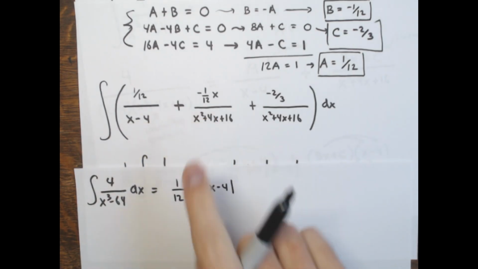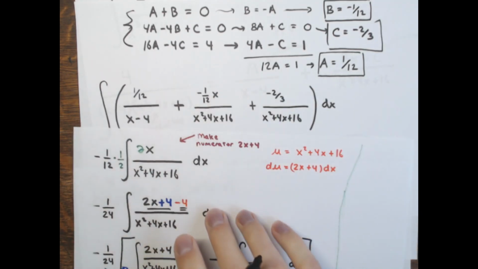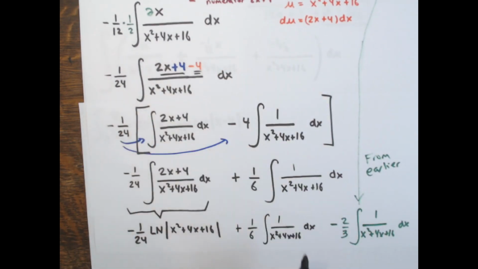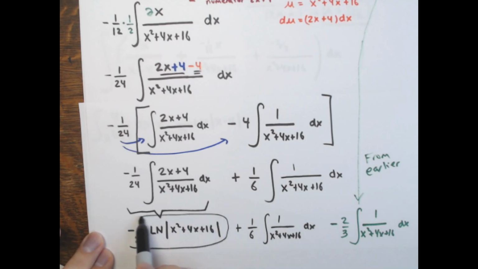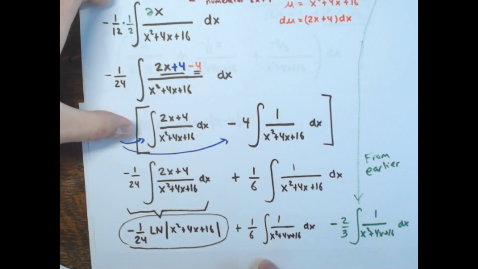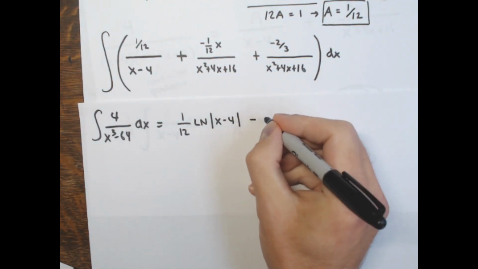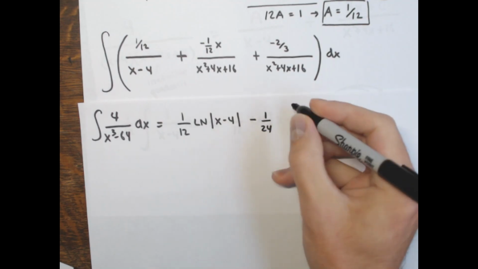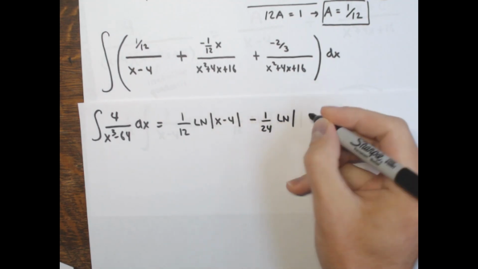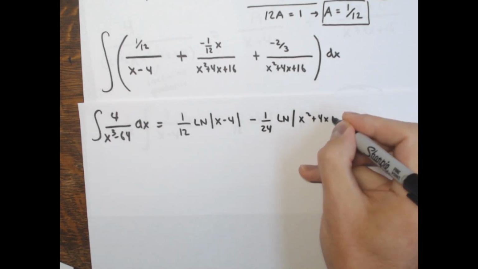Then we did this on the next page, which I took and broke up into a linear over a quadratic and a constant over a quadratic. This linear over a quadratic I got was this, right? This integral. So minus 1/24th natural log of x squared plus 4x plus 16. So minus 1/24th times the natural log of the absolute value of x squared plus 4x plus 16.